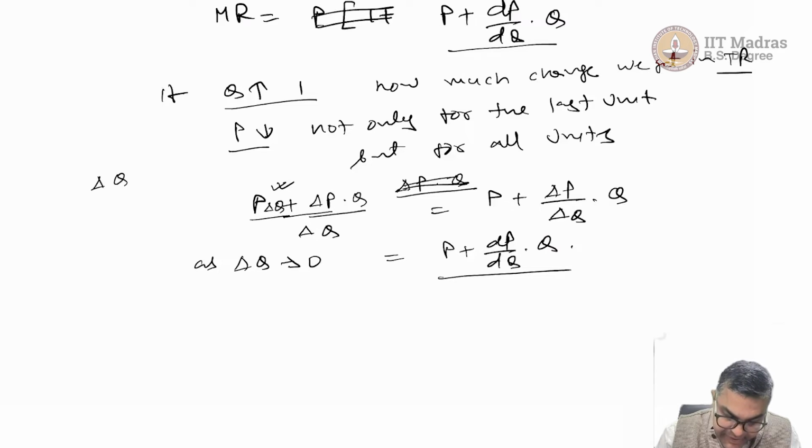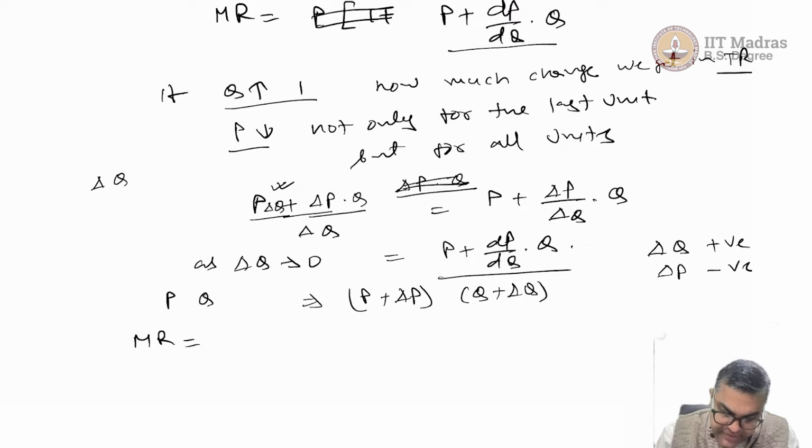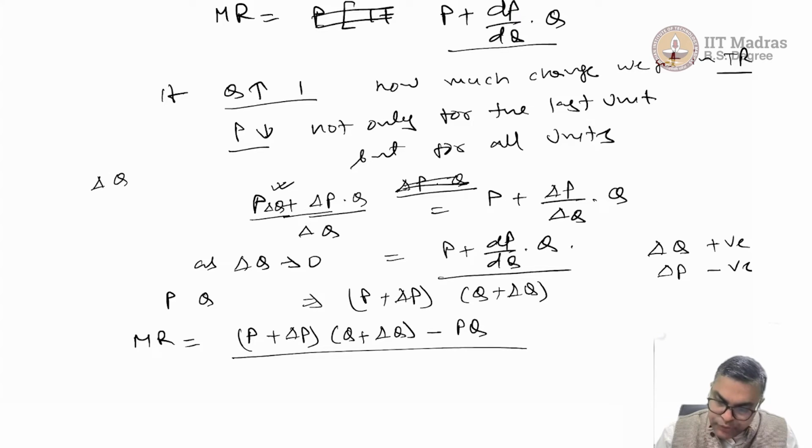Let us say that earlier price is P, quantity is Q. Now price is P plus ΔP and quantity is Q plus ΔQ. Of course, if ΔQ is positive, ΔP is going to be negative, or the other way around. So how much is the change in the marginal revenue? That would be the change in revenue, which is (P + ΔP) multiplied by (Q + ΔQ) minus PQ, and because the change is coming because of ΔQ, we have to divide it by ΔQ.